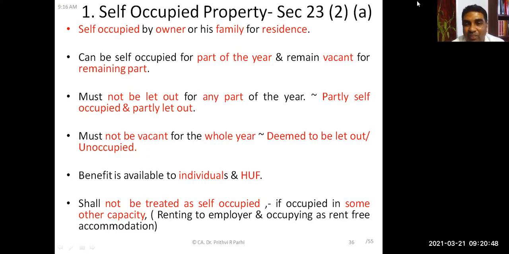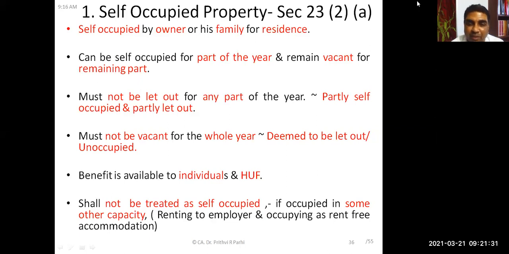All right. So now, the next point is that this self-occupied house property will get some benefits. We'll be telling you that benefit shortly. That is, annual value will become nil, etc. So this benefit is available only for whom? Individuals and HUF. Only individuals and HUFs can avail the benefit of self-occupied house. And the house shall not be treated as self-occupied house if it is occupied in some other capacity.